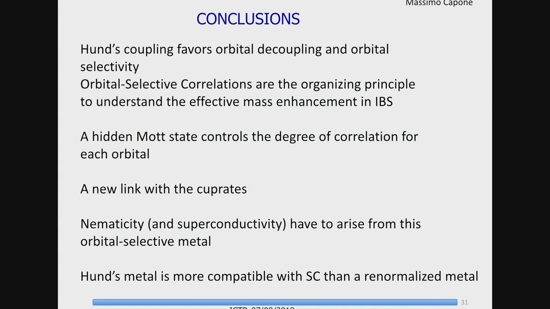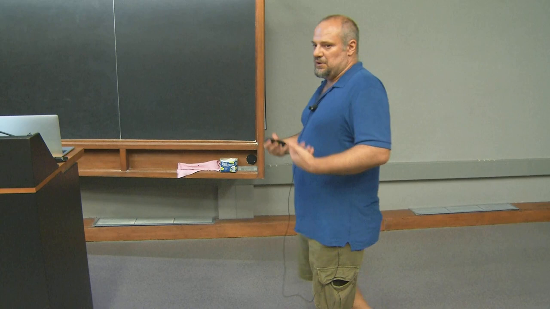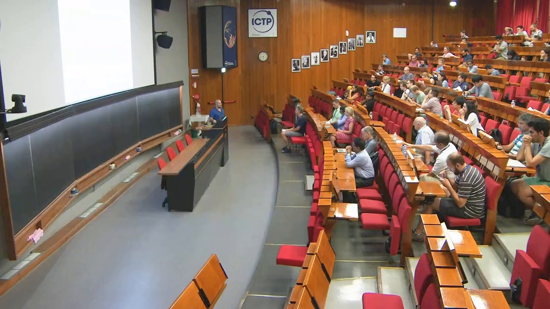Then coming to broken symmetry phases, we don't find so far that they are the source of these low energy instabilities, but they have a non-trivial interplay. At the very least, when we study these weak coupling instabilities in this Hund's metal, we have to carefully take into account the peculiarities of the Hund's metal beyond the simple picture of an effective Fermi liquid with renormalized parameters. Thank you for your attention.